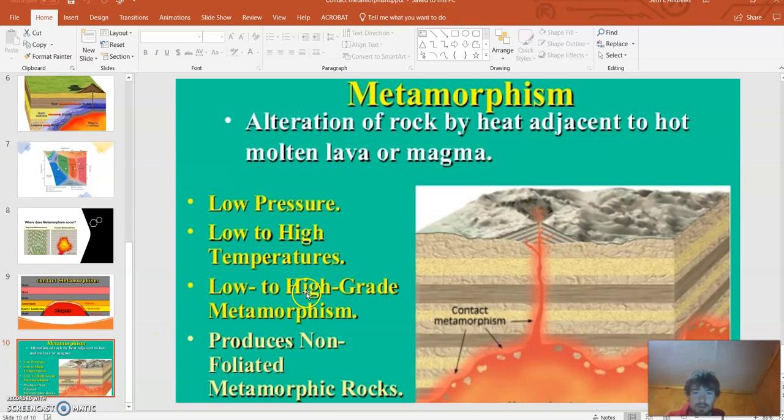And a recap of contact metamorphism. Alteration of a rock by heat adjacent to hot molten lava or magma. Mostly, like I said, low pressure, more on the low temperature side unless you need a hornfels, which is a high temperature. It's low to high grade metamorphism, so it could be either or, and it produces non-foliated metamorphic rocks.